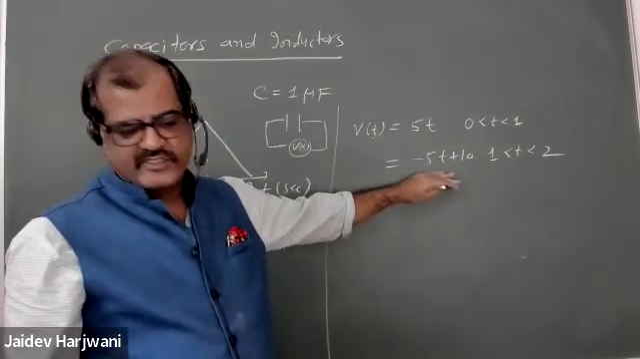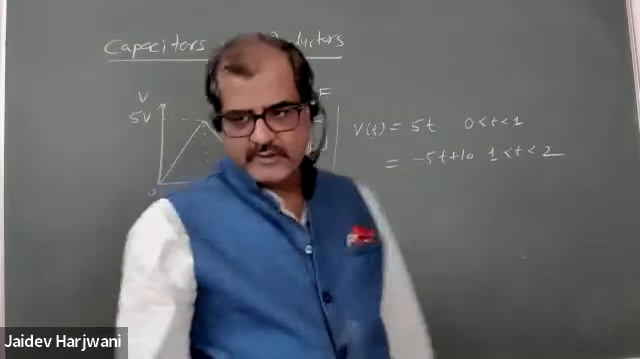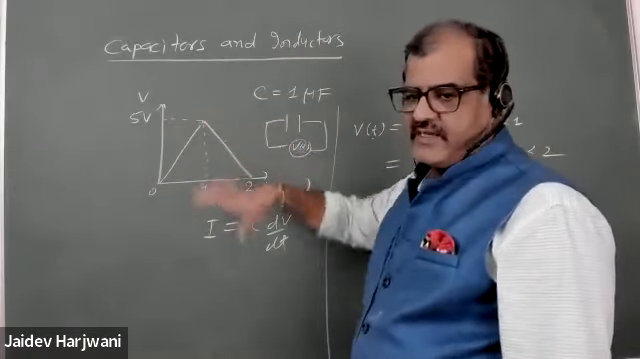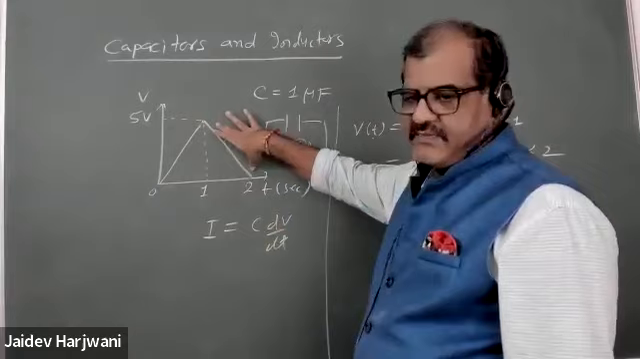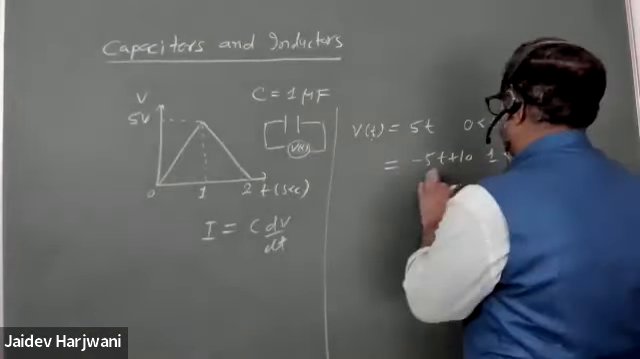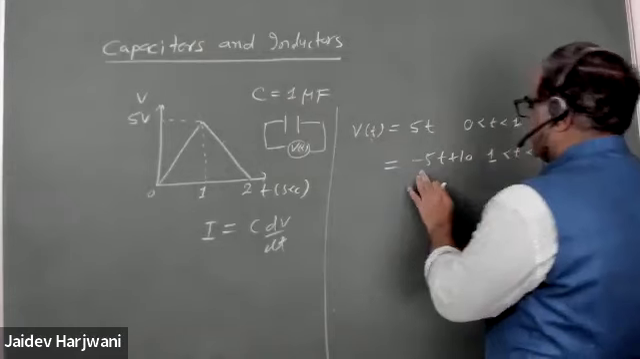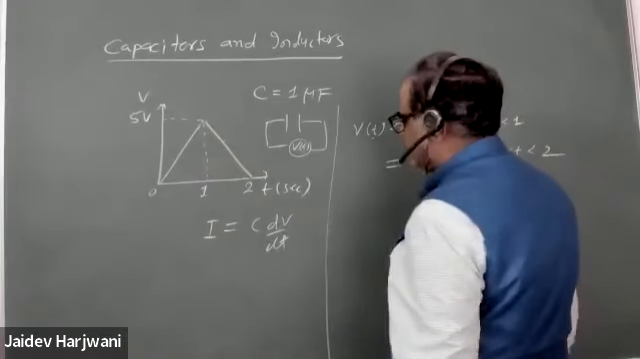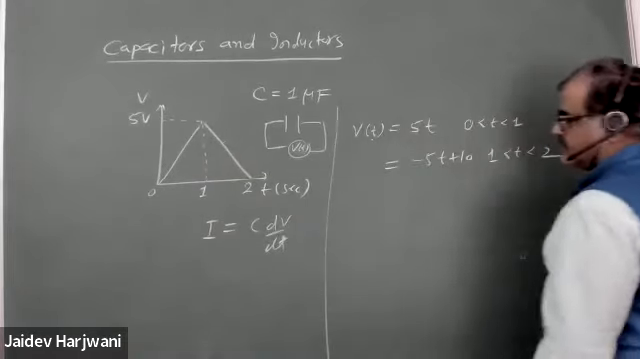Have you understood these equations? Okay? So these are y equal to mx plus c, y equal to mx minus c, y equal to minus mx plus c. So the value is minus 50 plus 10. You can note the points, find the slope, and applying these boundary conditions, you can get the equation of the line.